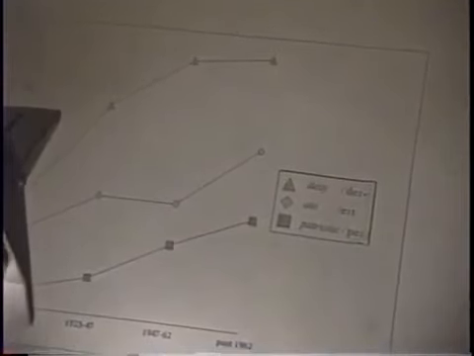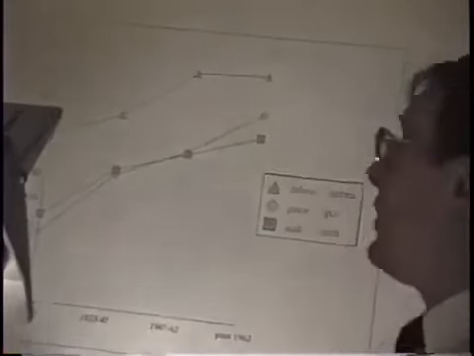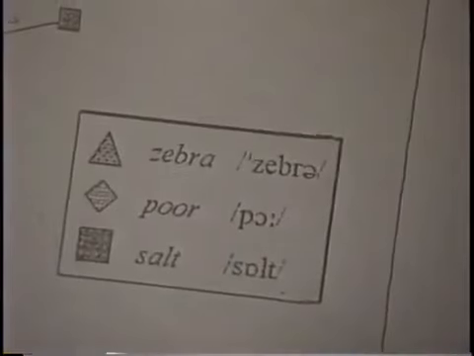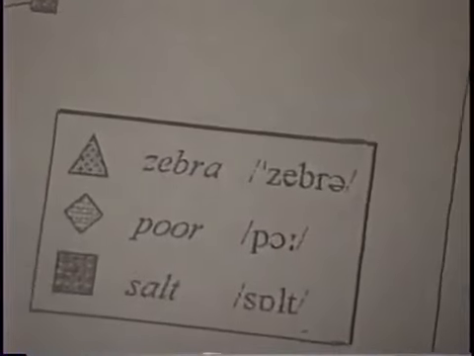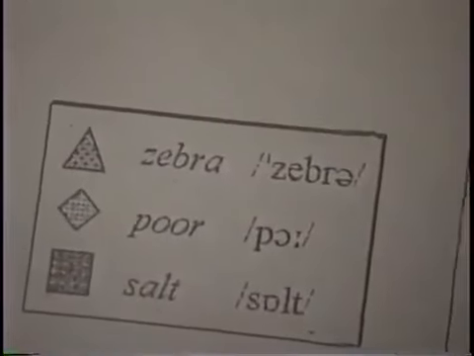The last one is interesting because it's what is still a minority pronunciation, patriotic, thought of as American again, as against the traditional British patriotic. But although it's still a minority form, it is becoming more and more usual. Here we've got zebra taking over from zebra, poor taking over from poor, and salt taking over from salt.